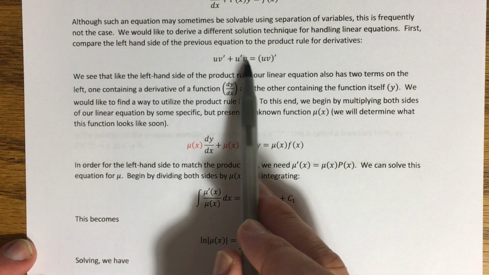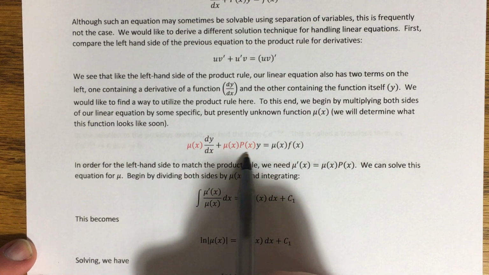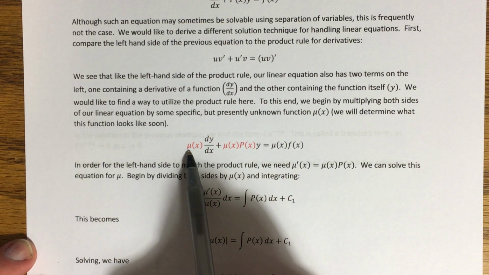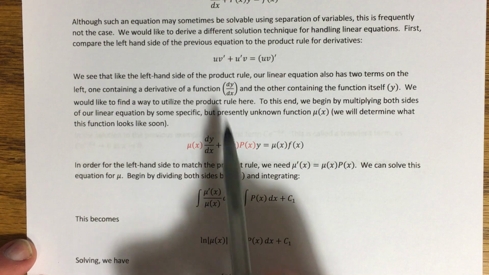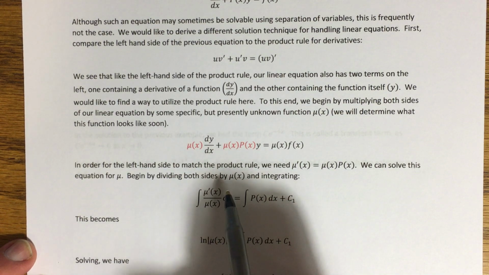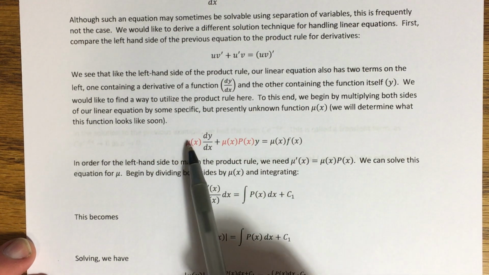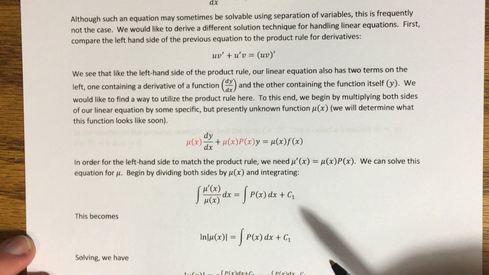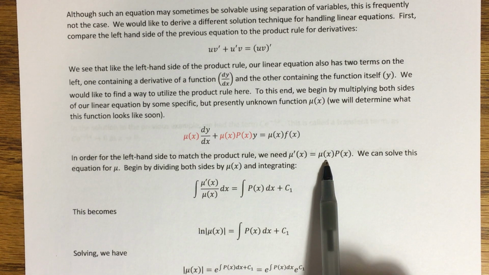Remember, I'm thinking of the v and the v prime as taking the place of the y and the dy/dx here. So if this left-hand side is to look like the left-hand side of our product rule, then this function here, once I take its derivative, should turn into this function here. This I'm thinking of as u, and this red part I'm thinking of as u prime. That is to say that mu prime of x, the derivative of this, should equal mu of x times that p of x function from our linear equation. The goal here is to figure out what mu of x looks like. I'm trying to solve for mu of x.